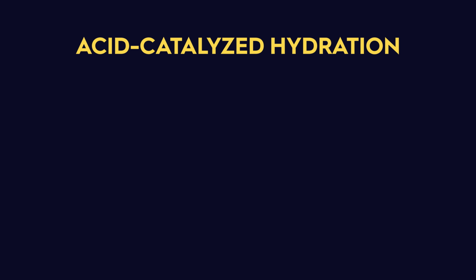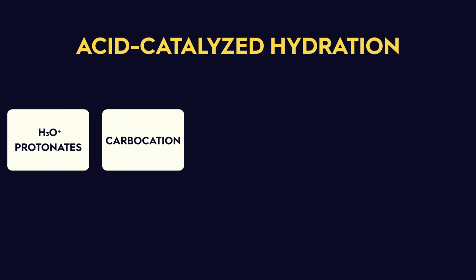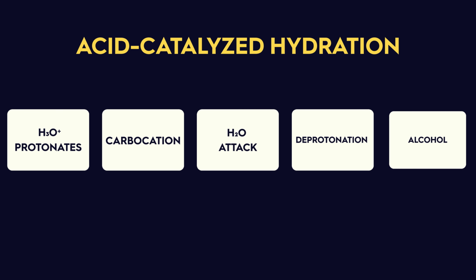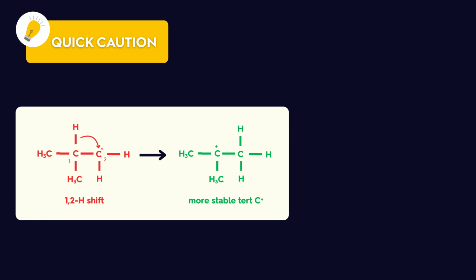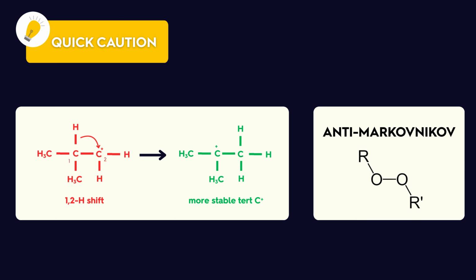In acid-catalyzed hydration, hydronium ion protonates first, then water attacks, and a quick deprotonation yields the alcohol. Same backbone, different partner. A quick caution: carbocation rearrangements, like a 1,2 hydride shift, can form a more stable carbocation before capture. And the anti-Markovnikov addition of hydrogen bromide needs radical peroxide conditions. A different pathway than today's polar mechanism.